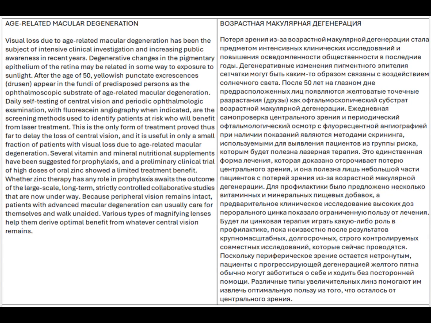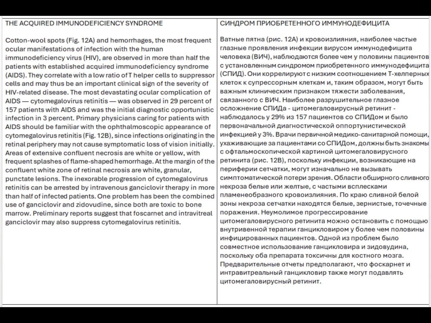Because peripheral vision remains intact, patients with advanced macular degeneration can usually care for themselves and walk unaided. Various types of magnifying lenses help them derive optimal benefit from whatever central vision remains. The acquired immunodeficiency syndrome.